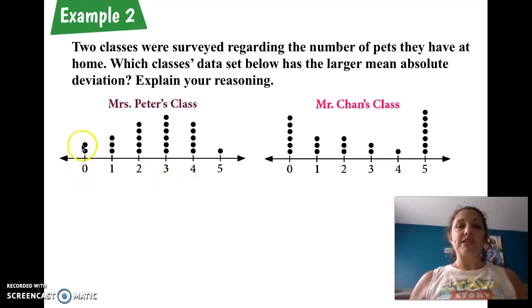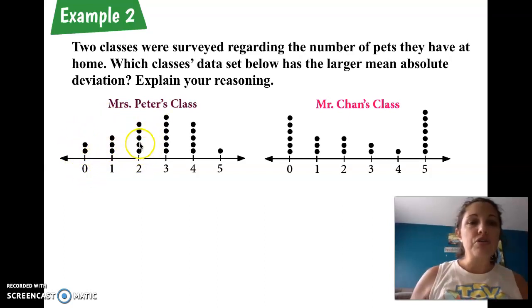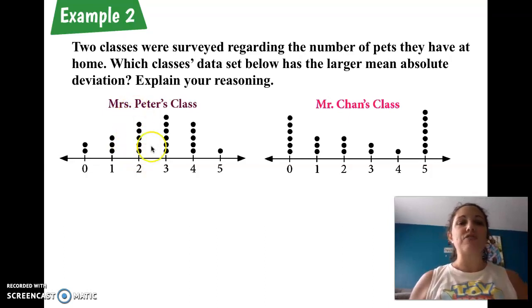Each dot represents a student. So 2 kids here have no pets. 3 kids have 1 pet. What do we have here? 1, 2, 3, 4, 5 students have 2 pets. 6 students have 3 pets. 5 have 4 pets, and only 1 student has 5 pets.